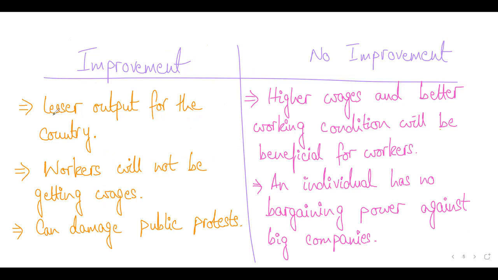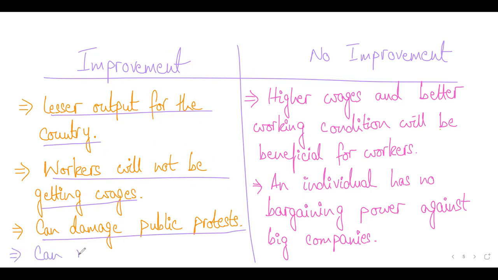So for improvement, we said lesser output for the country because of the go on strike. Obviously, they will not be producing, which means less GDP. Workers will not be getting their wages, so that is again unfair. Can damage public property, that is again a problem, and can give trade unions unnecessary powers or too much powers. That's another point that I just thought of.